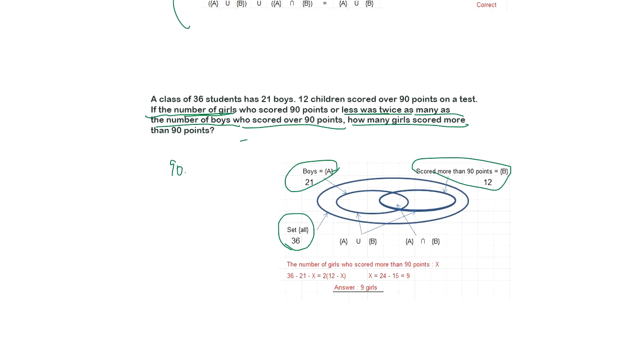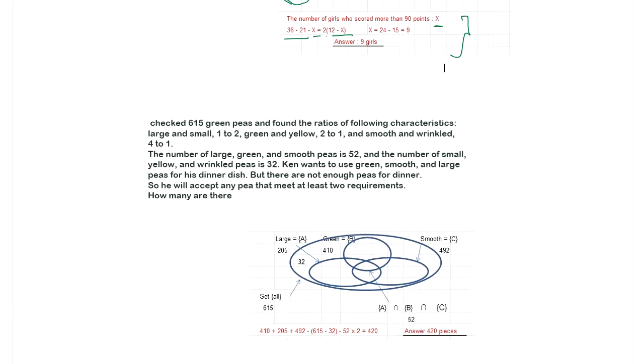How many girls scored more than 90 points? Okay, so the number of girls who scored more than 90 points is X. So 36 minus 21, minus X, is 2 times (12 minus X), right? So it's 9 girls. Okay, so it's quite a complicated case.